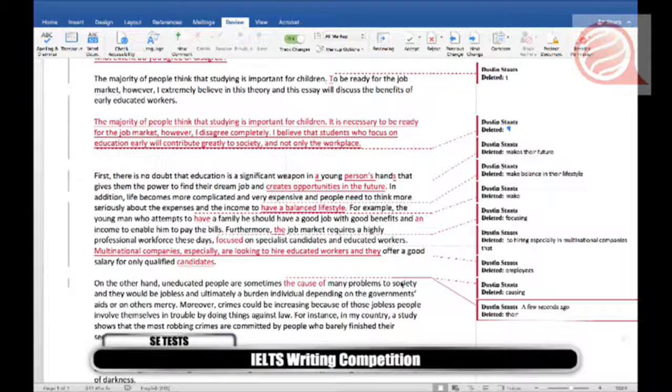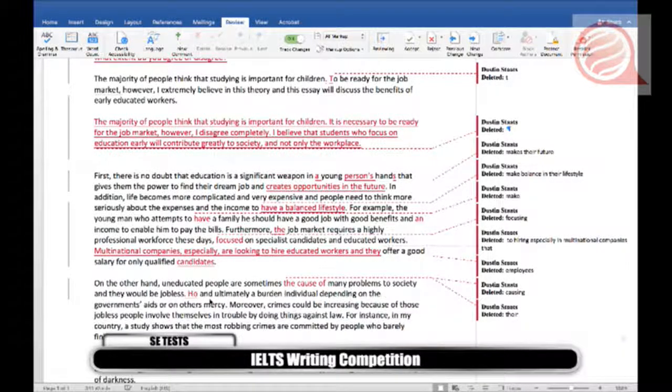So many problems to society, and they would be jobless and ultimately a burden individual depending on the government's aids or on others' mercy. So this is the end of the sentence, end of the idea. Many problems society and they would be jobless, period. However, it depends on the individual.